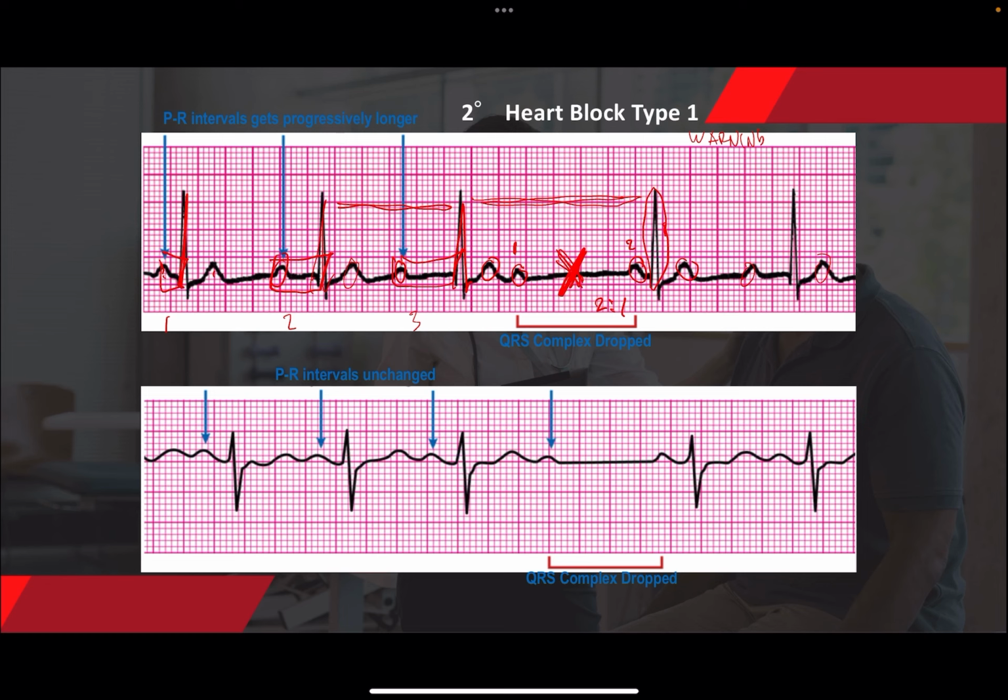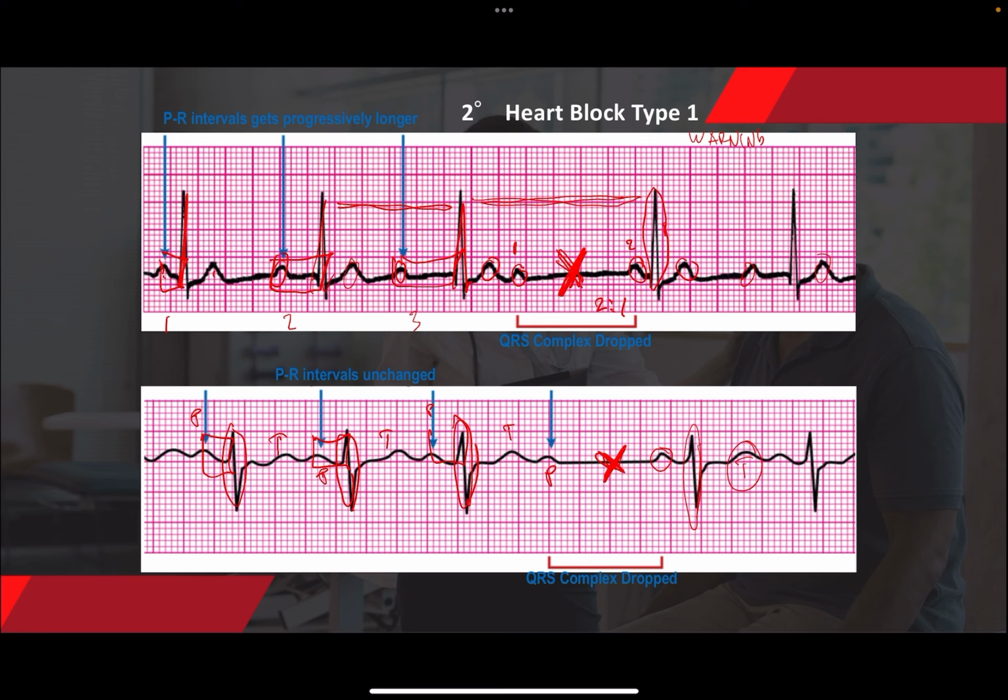On the other ECG rhythm, it's normal. The PR segment, it's normal. There's a P, there's a QRS, and there's a T. There's a P, there's a QRS, and there's a T. There's another P, there's a QRS, another T. There's a P, but there's no QRS here. Now this is another P, and that's a QRS and a T.